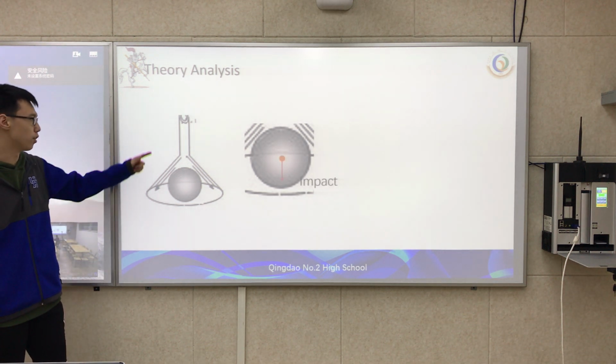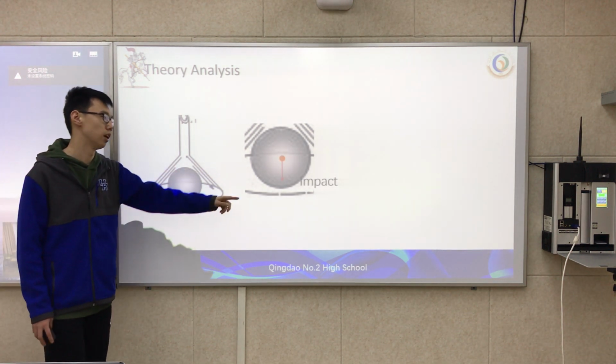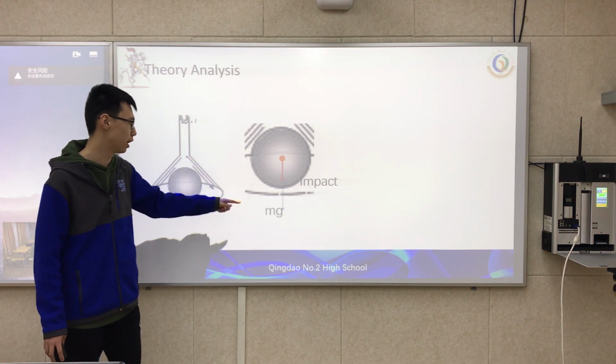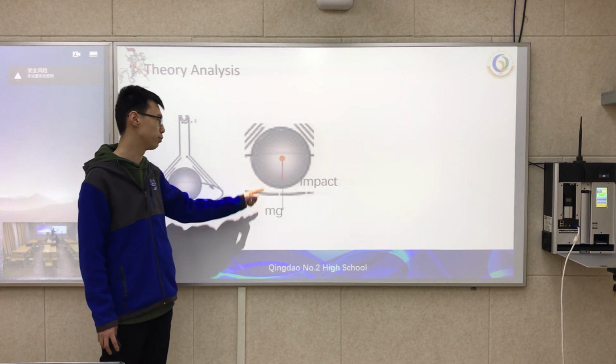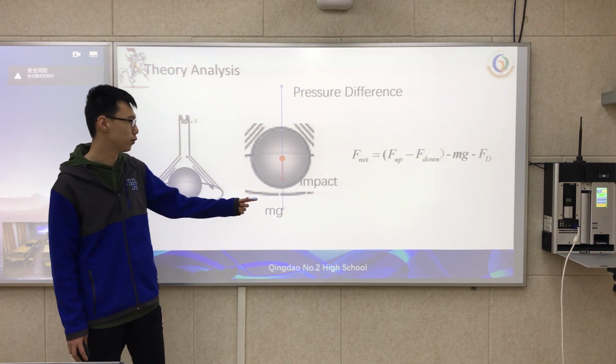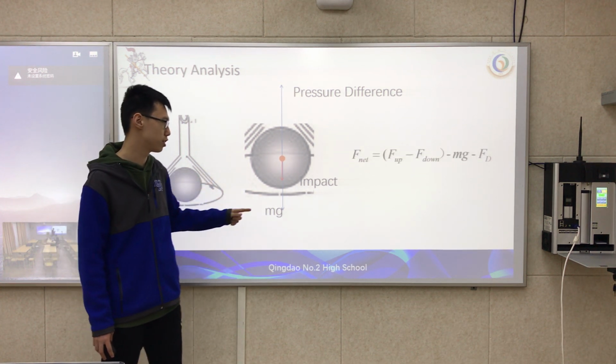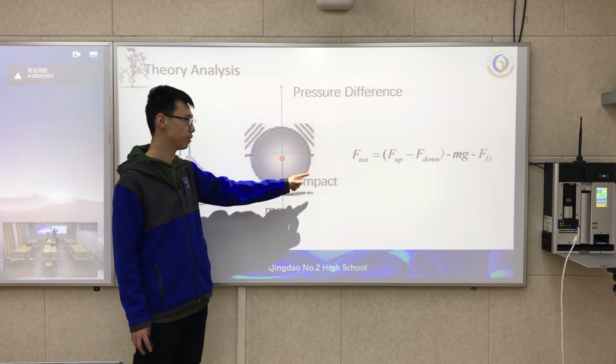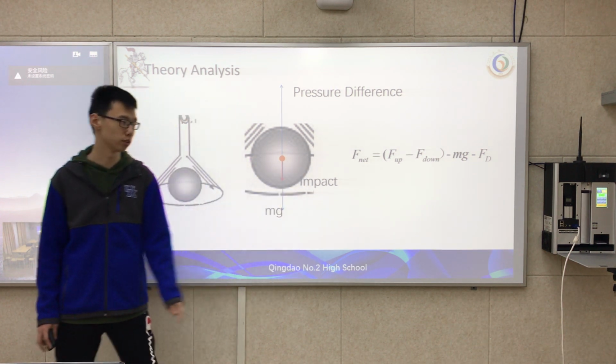After figuring out all the forces acting on the ball, an impact pointing downward, gravity pointing downward, and a pressure difference pointing upward, we can calculate the net force acting on the ball, which is equal to the pressure difference minus gravity minus drag force.